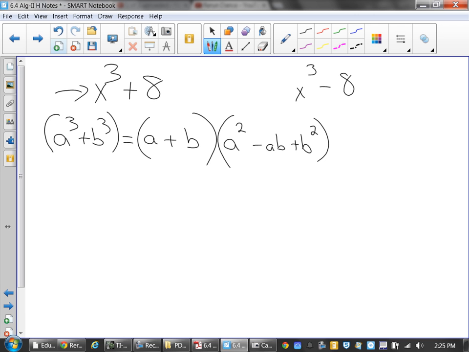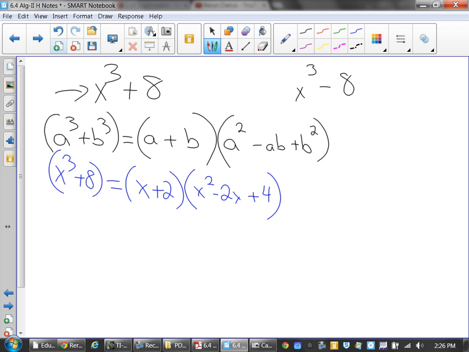So in this example, x cubed plus 8, I would simplify that to be x cubed plus 2 cubed. What's the cube root of x cubed? X. What's the cube root of 8? 2. You go x plus 2. First term squared, you get x squared. The last term is going to be plus 4. Everybody okay with that? Yeah. And then the middle term, you just take the 2 terms and multiply them together. Minus 2x. And that's your factored form.